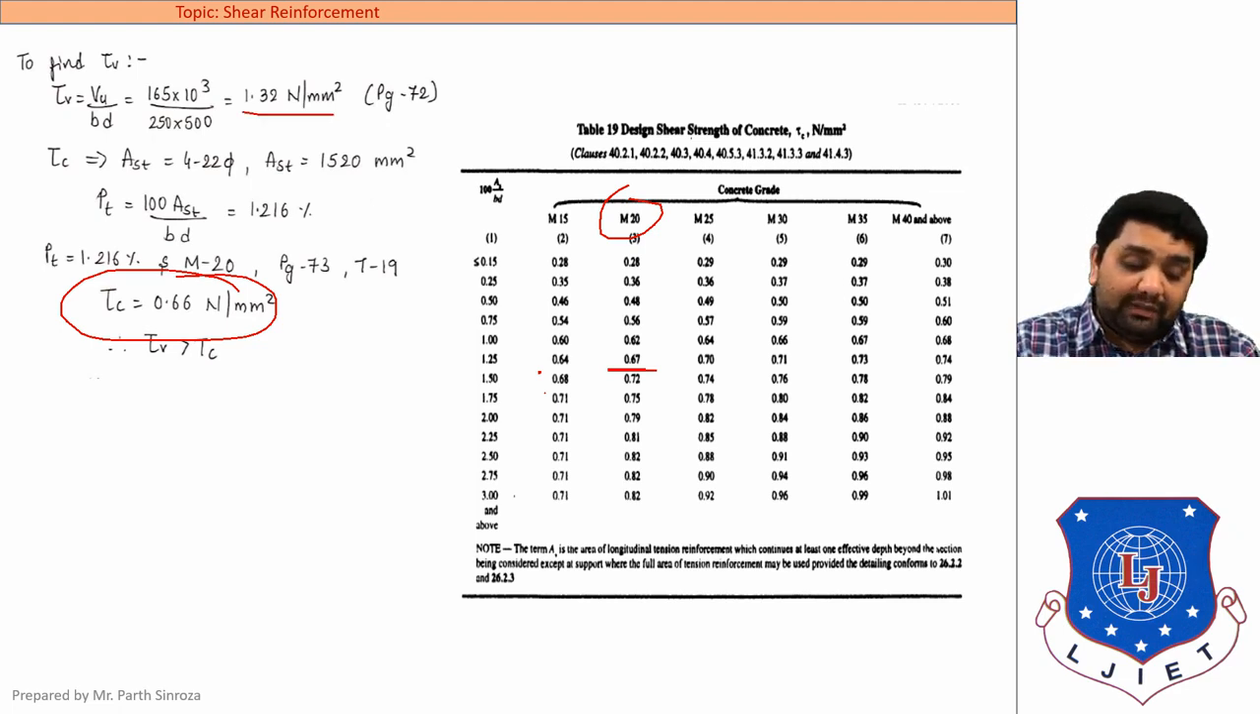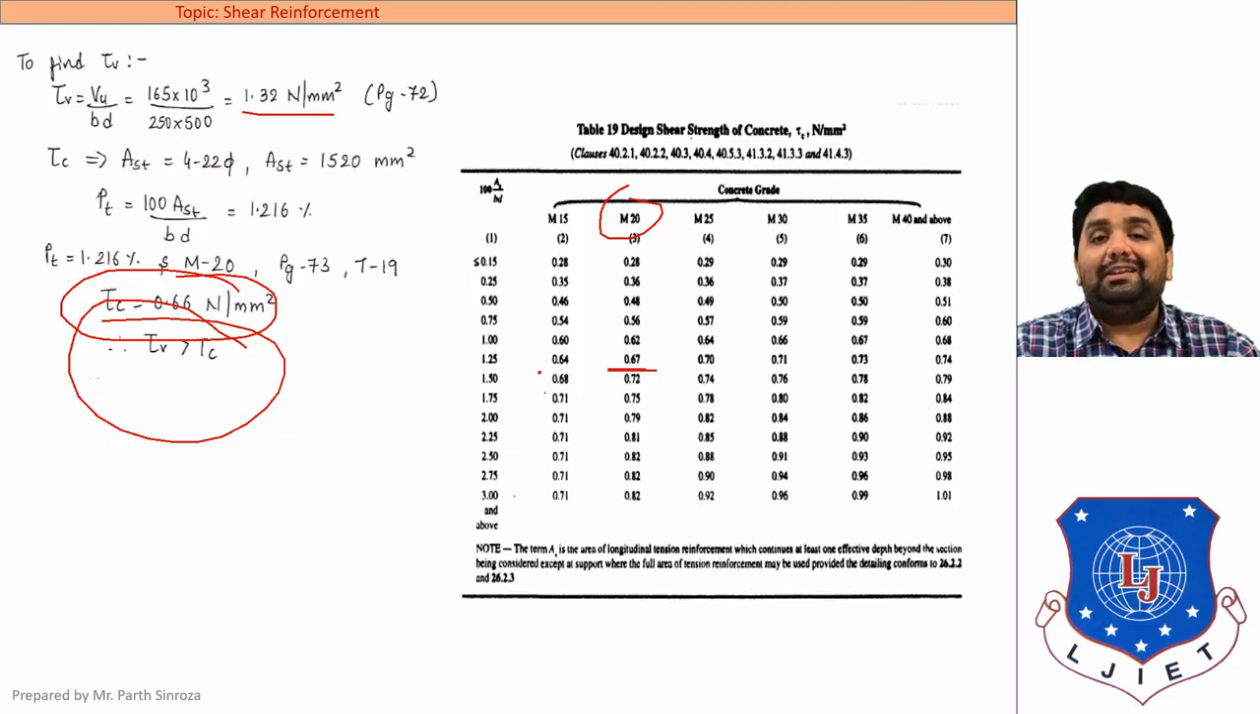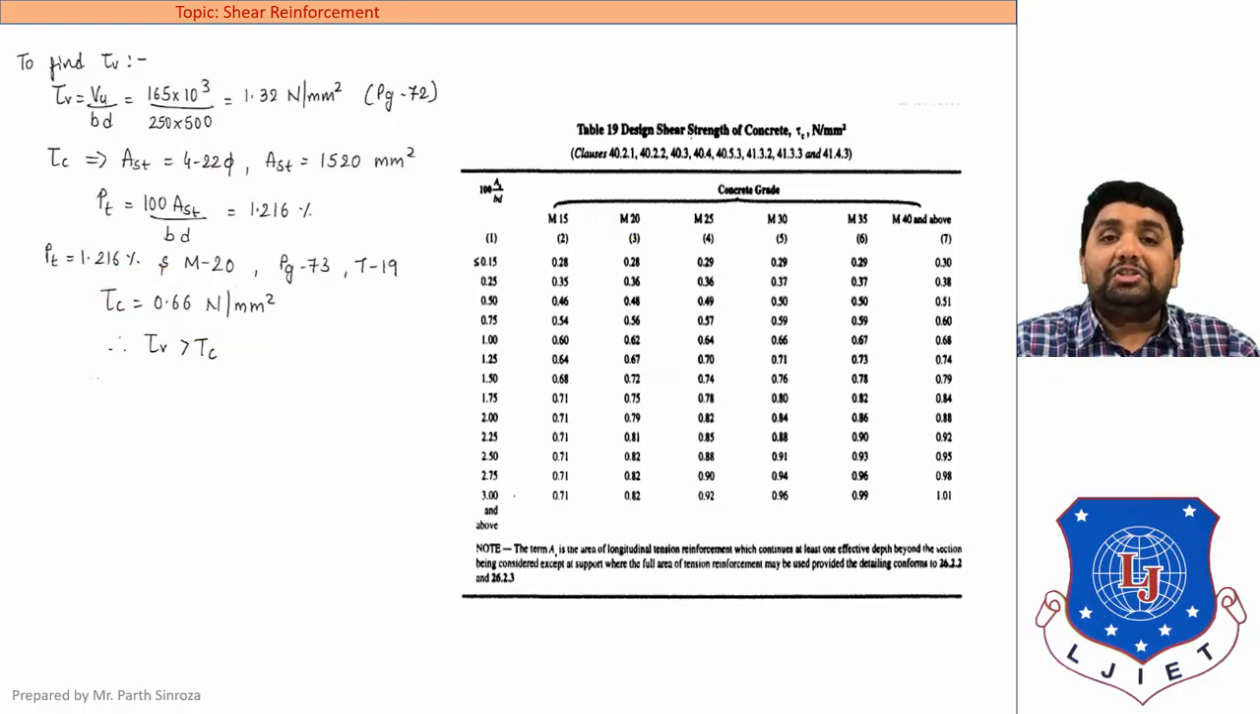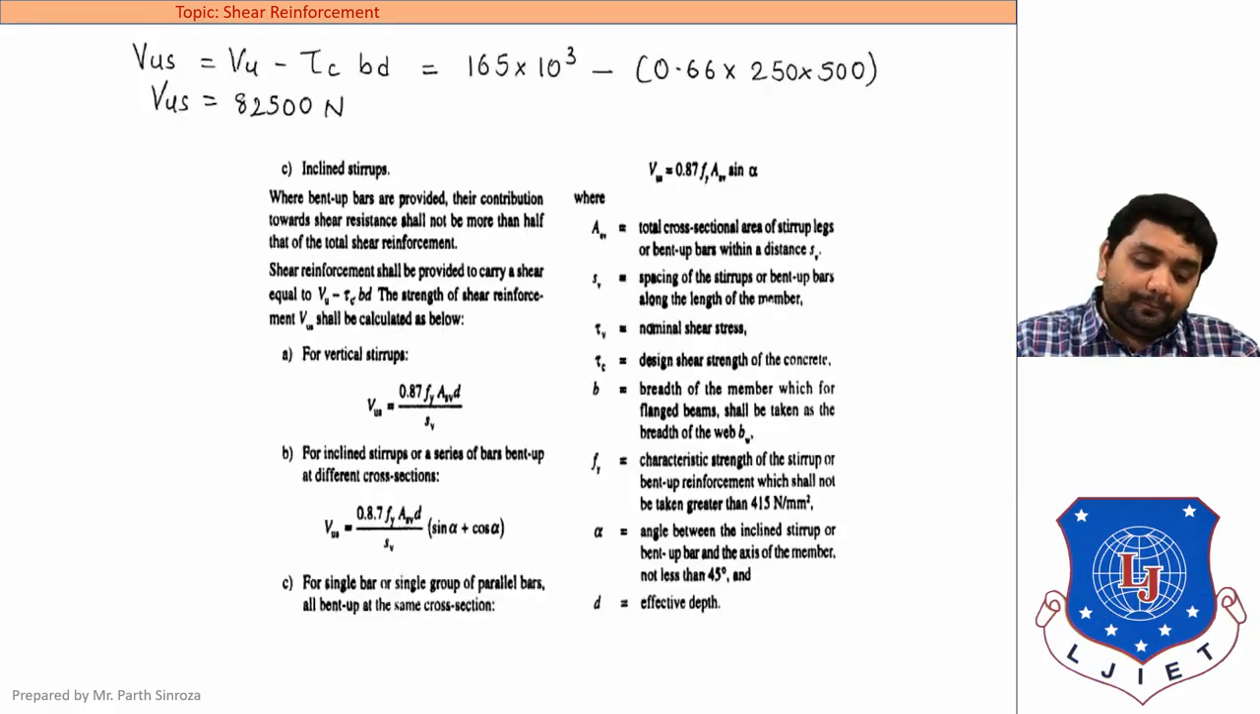Clear? So by interpolating we get 0.66, and now we compare tau v and tau c. We get the relation that tau v is greater than tau c. Generally you will get this relation only, and if tau v is greater than tau c, then shear reinforcement is definitely to be designed. For that we will find the equation mentioned on page 74. So pause this video and move on to page number 74 of your IS code.